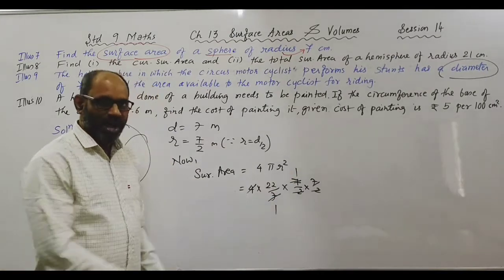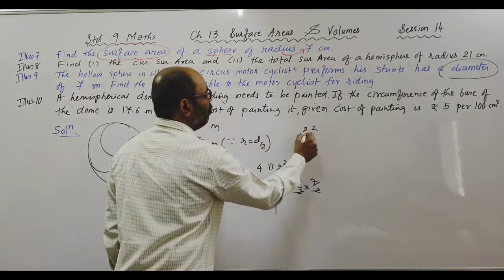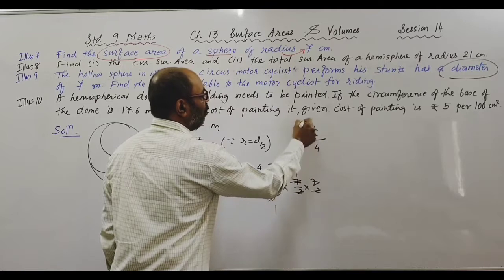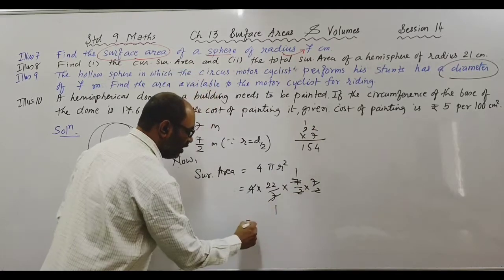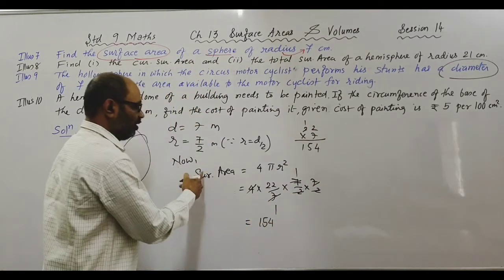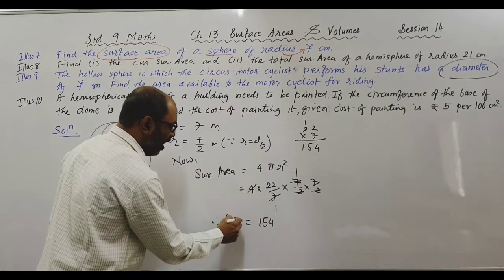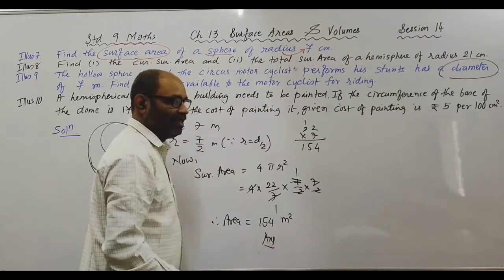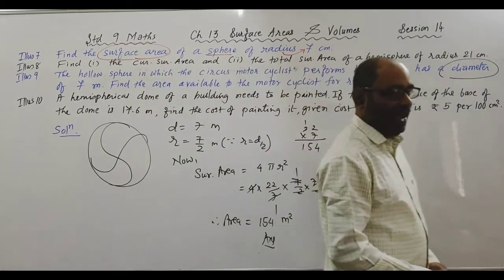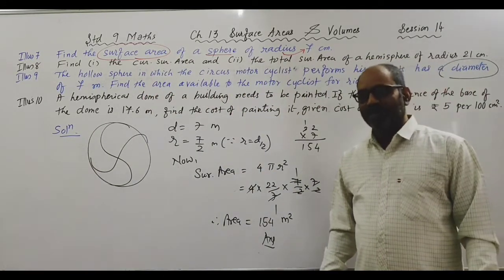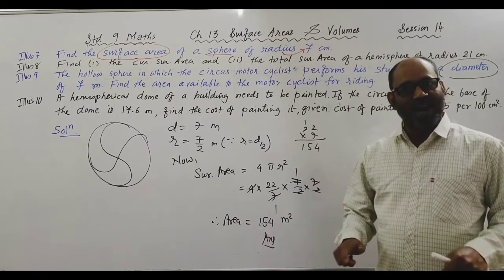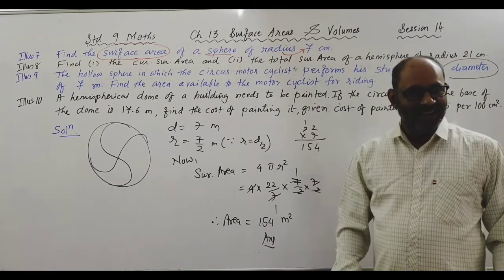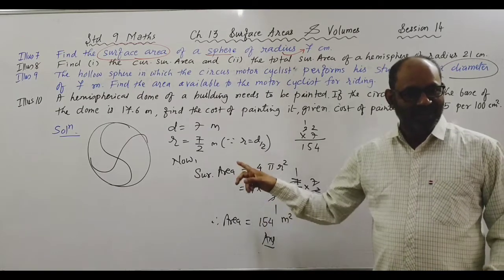Is that okay? So nothing is left in the denominator. Now only 22 and 7. So 22 multiplied by 7. 7 2s are 14. 14 and 1 15. This is 154. And this is area. Area. Meter square. And then you can write the answer. The motorcyclist will get 154 meter square area for riding. Is that clear? Yes.